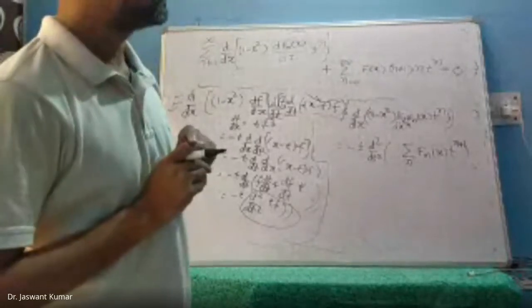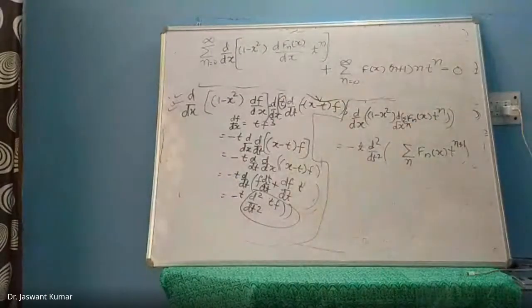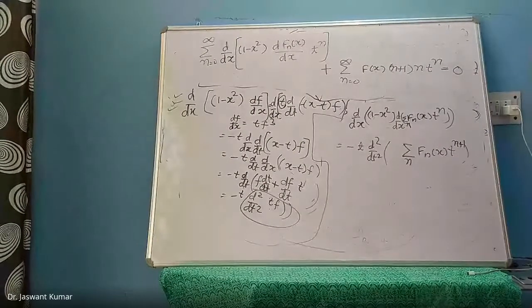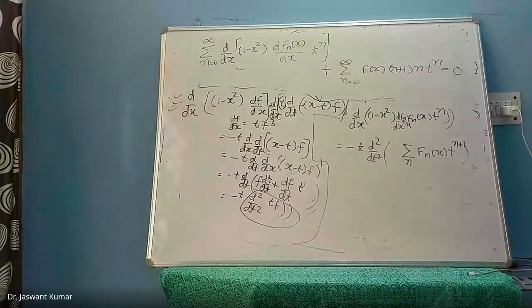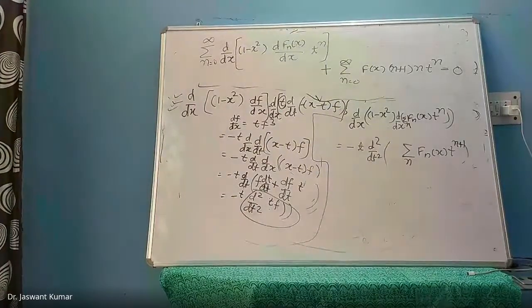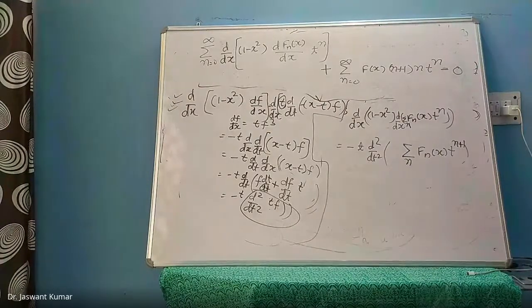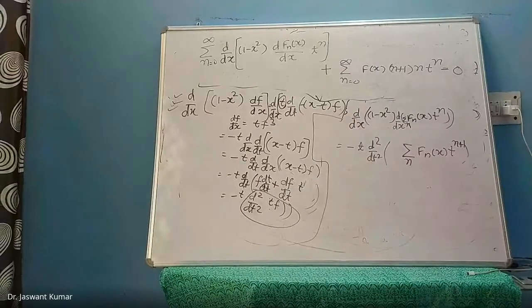Tell me. Screen is blurry, sir. Is the screen blurry? Okay, so we will hold for some time. Please stare at the topmost equation. The topmost equation is d by dx of 1 minus x square d f_n(x) by dx into t to the power n plus... oh, this is getting blurry. Hold on. What is the reason? It's okay, sir, now okay. Okay, hold on. It will come. It will become stabilized.